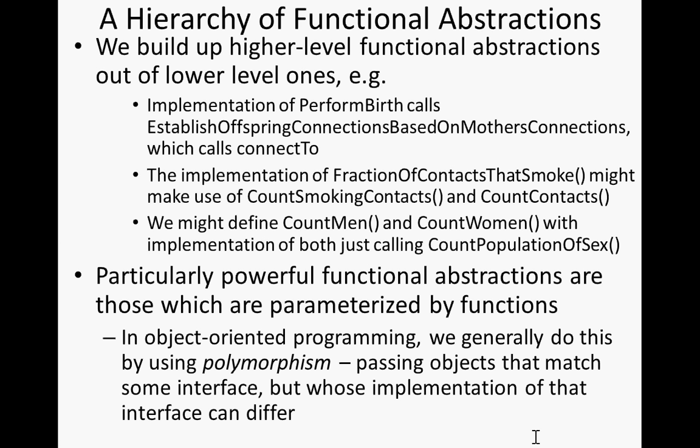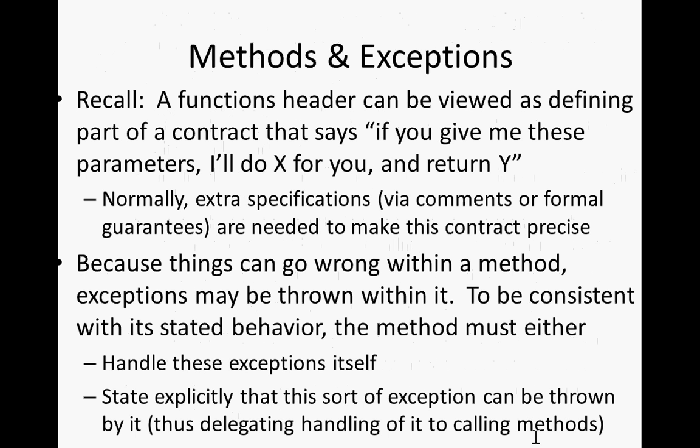Methods and exceptions. A function can be thought of as providing a contract. You give me these parameters, I'll do X for you and return Y. Y can be void, meaning I return nothing, or a double, an integer, a float, a string, whatever. I return a person. So get mother returns a person.